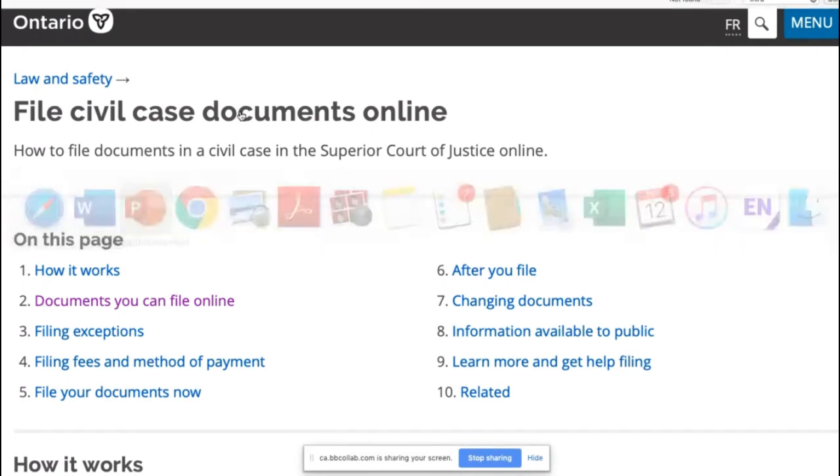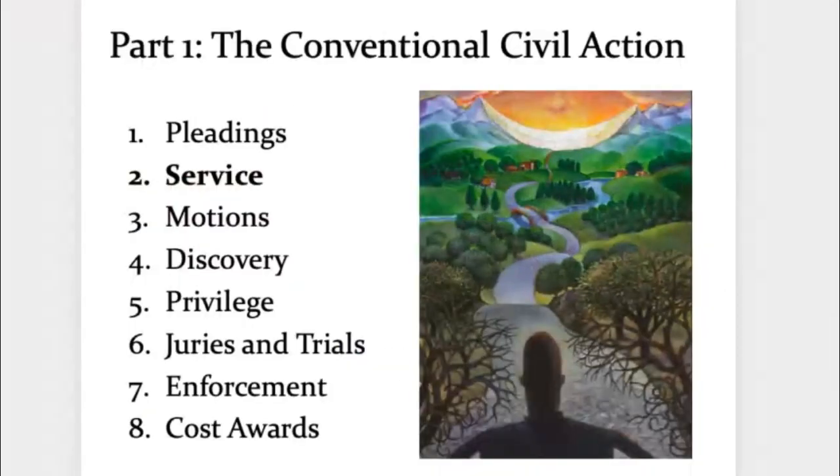Okay, so after issuing, we come to service itself. When we talk about serving a document in civil litigation, it means delivering the document to other parties in accordance with these rules. It's sort of an archaic use of the word service. It's more like service in tennis than it is like service in any other context.